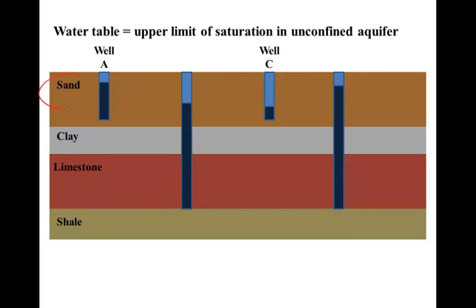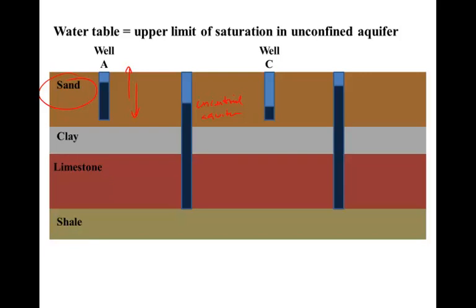The sand is an unconfined aquifer. There is no impermeable layer to restrict the movement of water into that sand layer. In other words, an aquifer made of a material like sand is unconfined if it doesn't have an aquitard and low permeability layer above it.